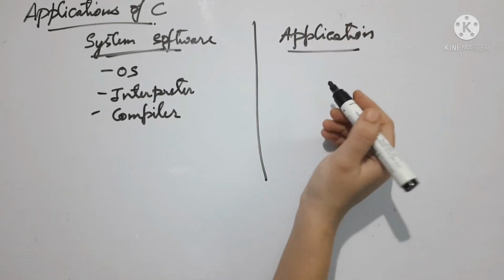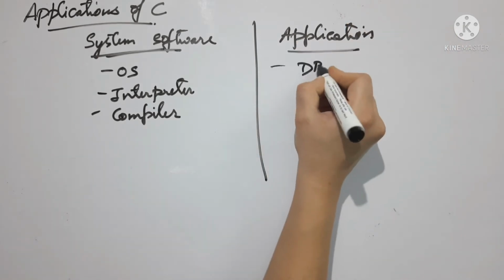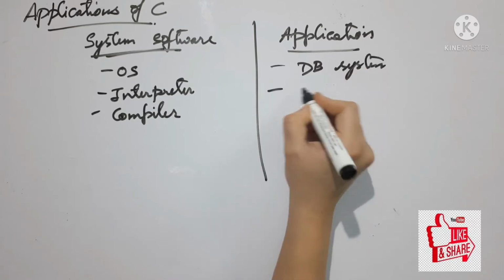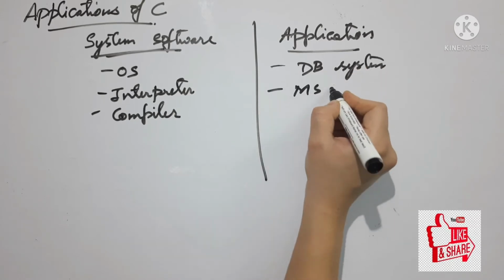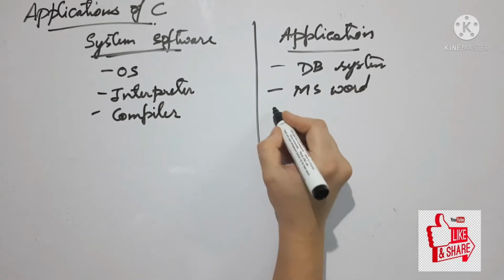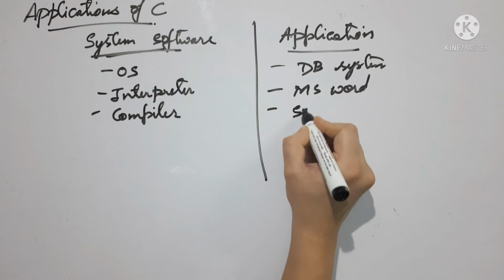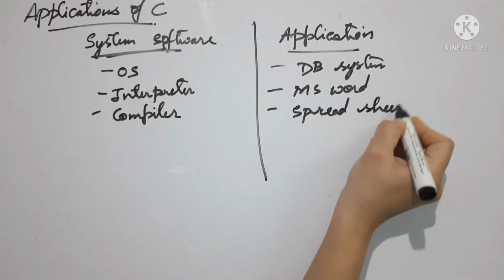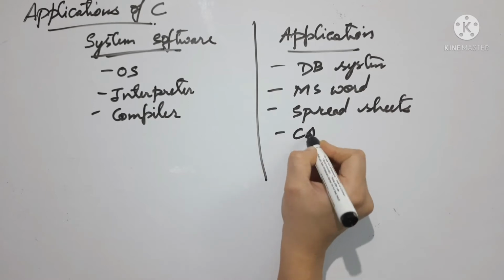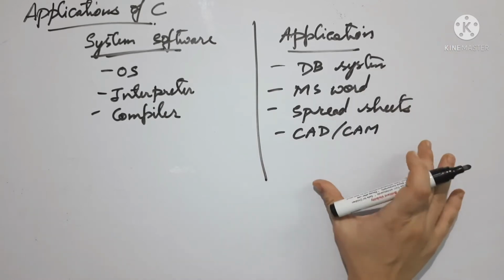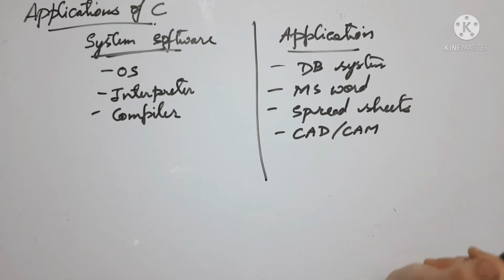Application software means the software which we are using. For example, we have database systems, MS-DOS, MS Word, word processors, spreadsheets, and CAD or CAM applications. So these are the different types of application software where we make use of the C programming language.